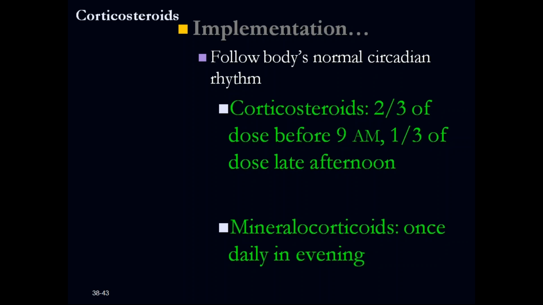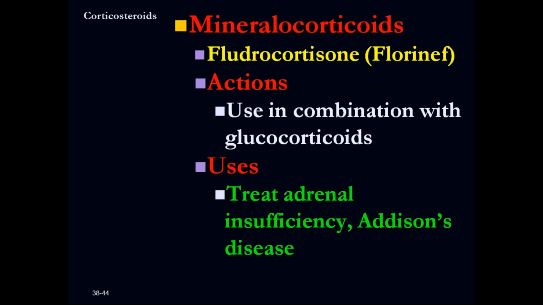So as a summary, corticoids: 2/3, I said 3/4, I guess, 2/3, sorry, 60%. 60% of the dose at 9 o'clock and 1/3 of the medication in the afternoon. Mineral corticoids once daily in the evening.